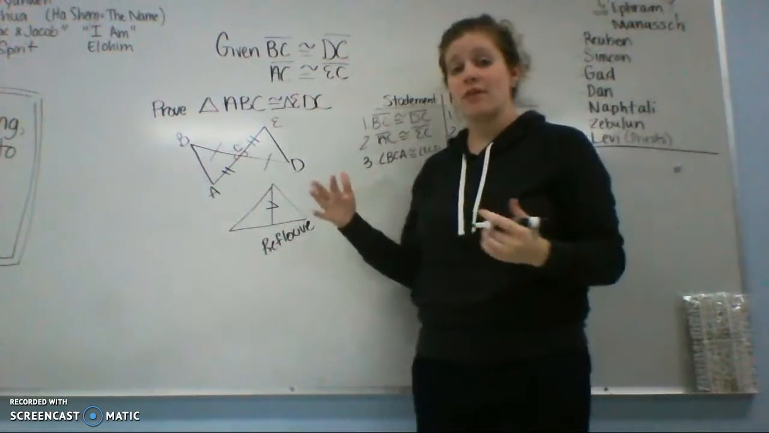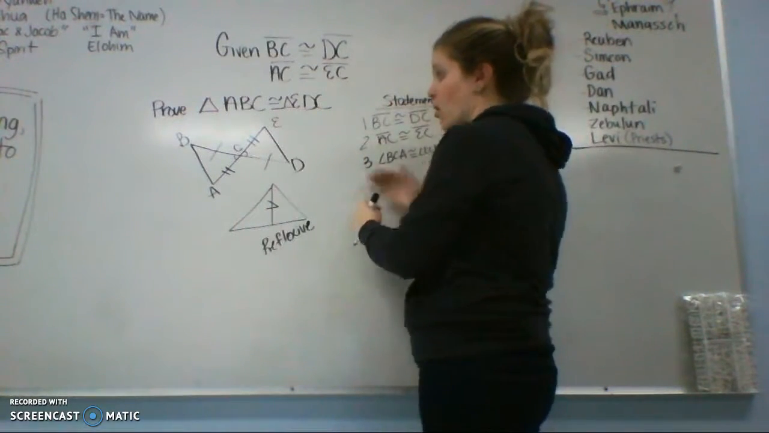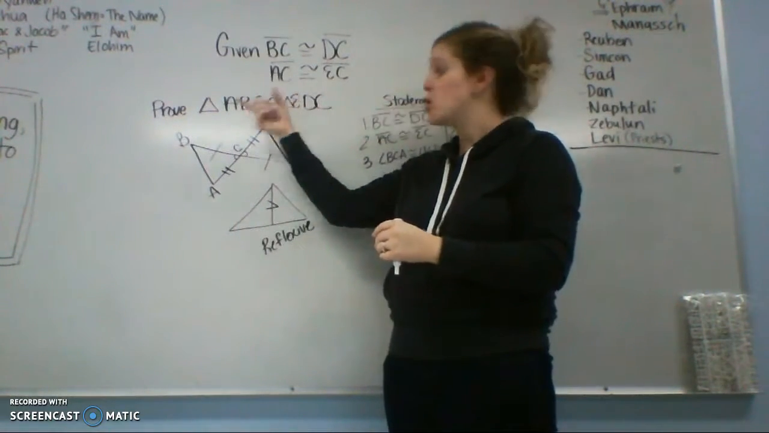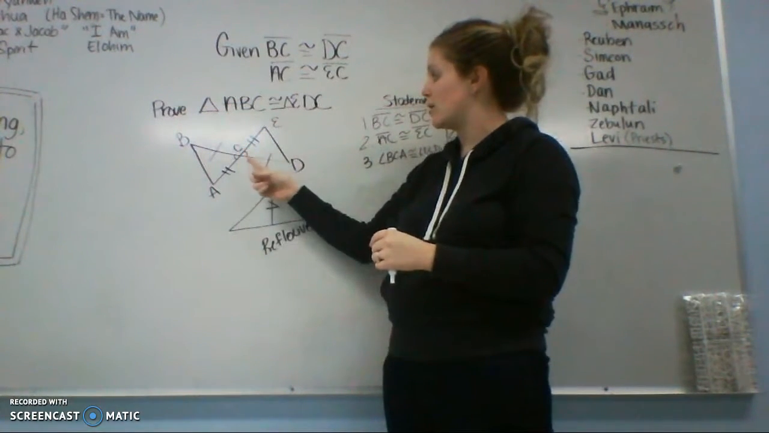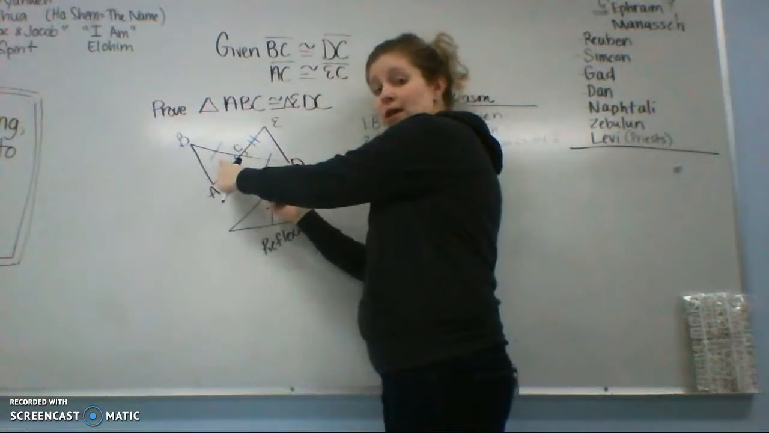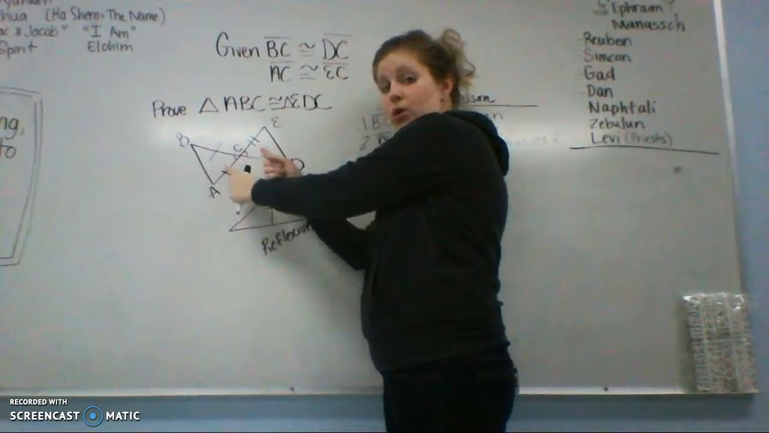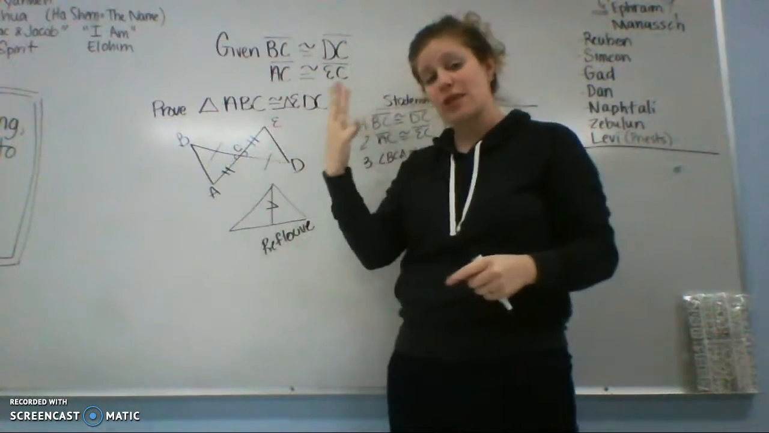And then do we have enough information now to prove our final statement, whatever they want us to prove? Do we have enough information to say that triangle ABC is congruent to triangle EDC? Do we have 3 things? Well, I know 1, these lines are congruent, 2, these lines are congruent, and 3, these angles are congruent. So I do know 3 things.